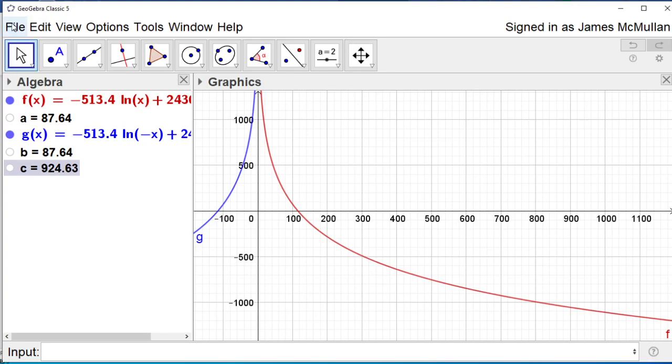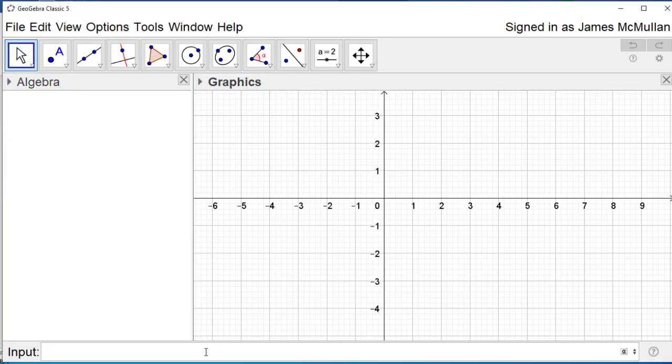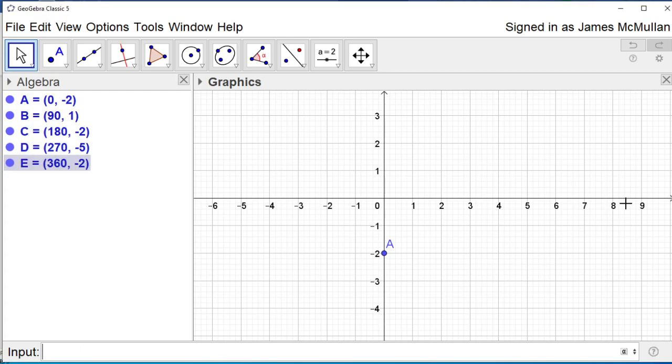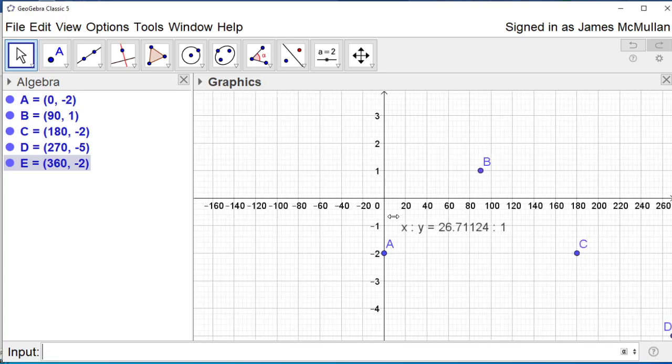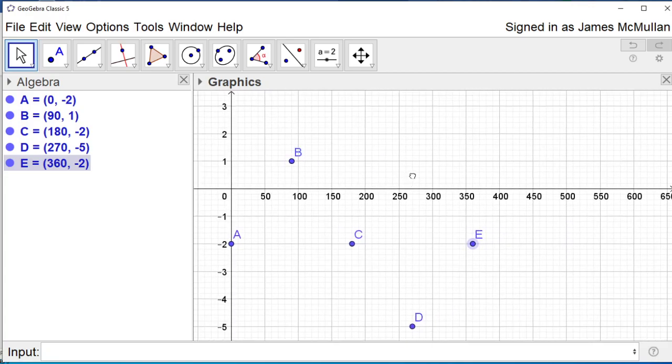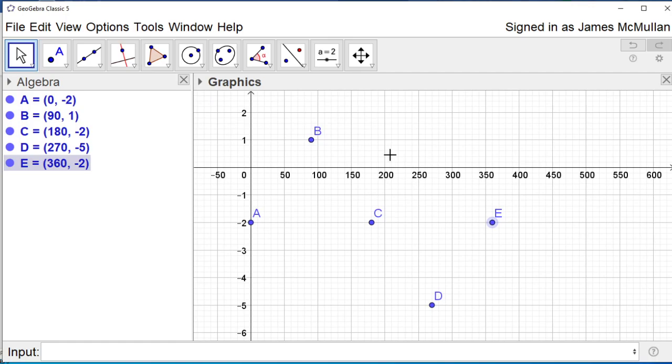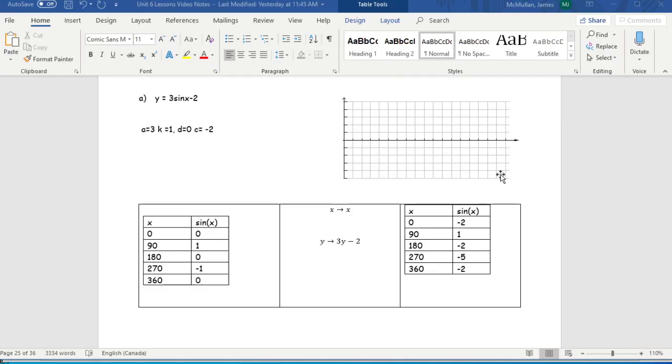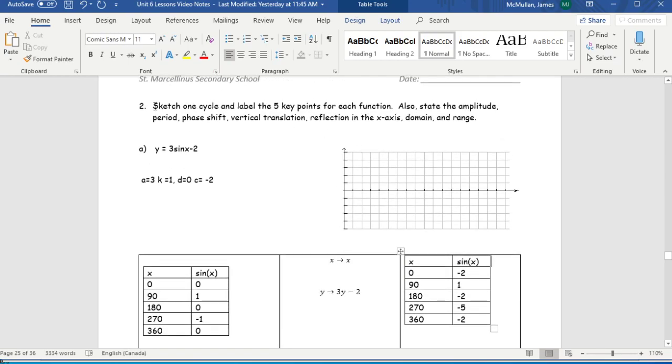Okay, so let's quickly plot those points here. So we have, what was it, 0, -2, 90, 1, 180, -2, 270, -5, and then 360, -2. Now, one of the things that's challenging about this is, there's two mistakes people normally make. Number one is, what do I count by in the x-axis? So it says sketch 1 cycle. That means whatever you have here in your transformed function needs to fit on your graph.